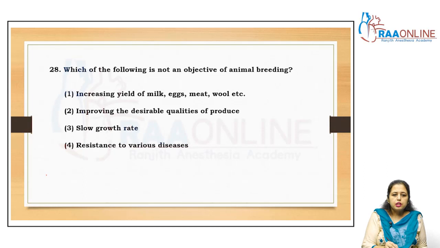Which one of the following is not an objective of animal breeding? Increasing yield of milk, egg, meat, wool, that is the objective of breeding, so that is not incorrect, right? Improving desirable qualities of products or the produce, correct. Slow growth rate, no, that is not related, that is not the objective of animal breeding. Resistance to various diseases, right? So the answer is the slow growth rate. Come to the next.